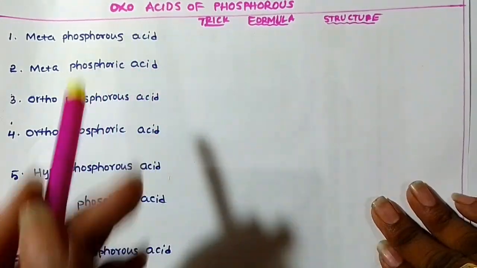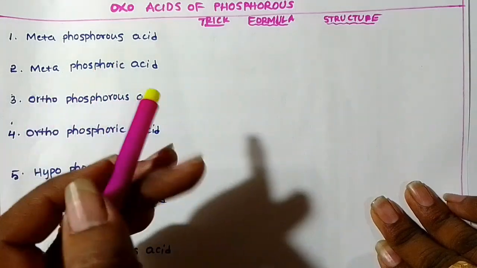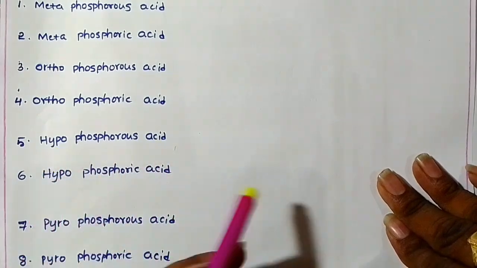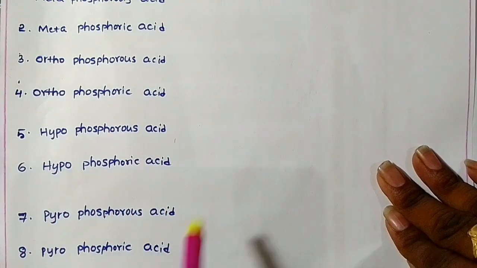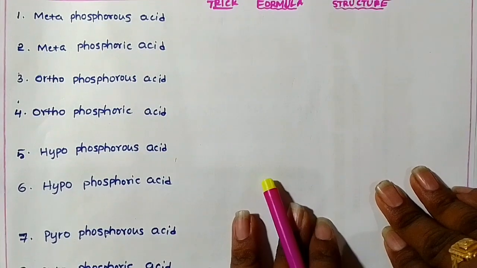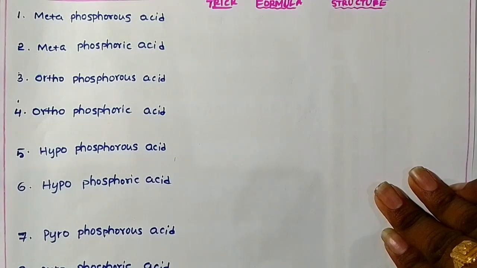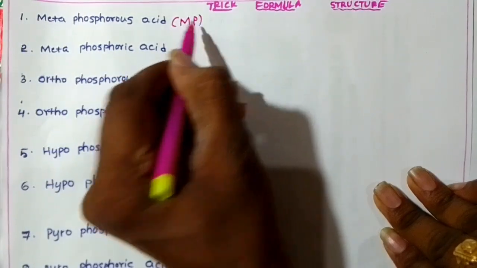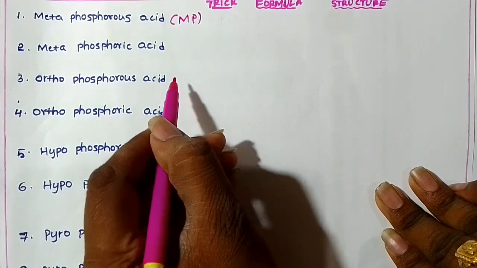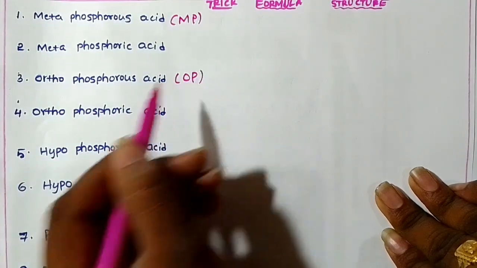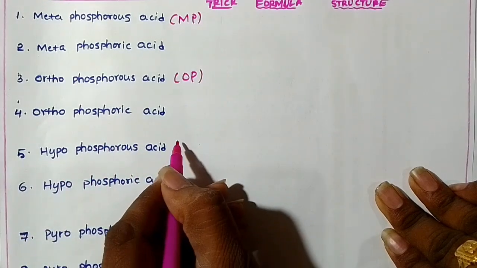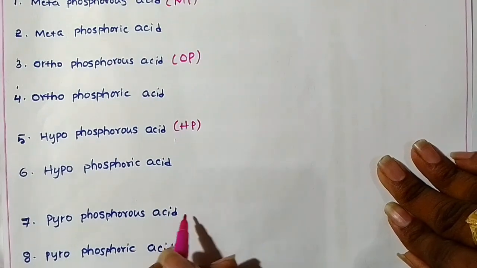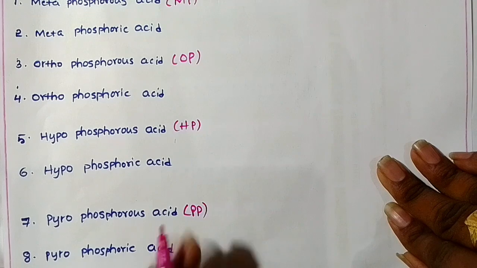Now coming to oxoacids of phosphorus: metaphosphorus acid, metaphosphoric acid, orthophosphorus acid, orthophosphoric acid, hypophosphorus acid, hypophosphoric acid, pyrophosphorus acid, pyrophosphoric acid. In shortcut, metaphosphorus acid we can consider MP, orthophosphorus acid OP, hypophosphorus acid HP, and pyrophosphorus acid PP.